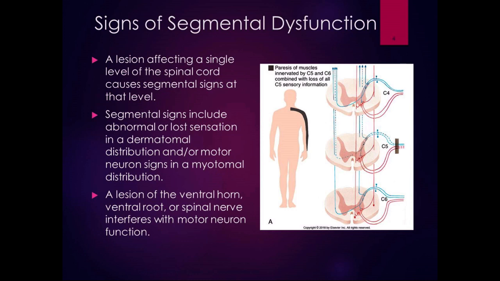interferes with sensation. Okay. So in this picture, it's a C5 lesion. In the book, they show that little black line to indicate that's where the lesion is. And so because the lesion is affecting both the dorsal and the ventral, it's affecting the whole spinal nerve. The muscles innervated by C5 and C6 are combined with loss of C5 sensory information. Okay.